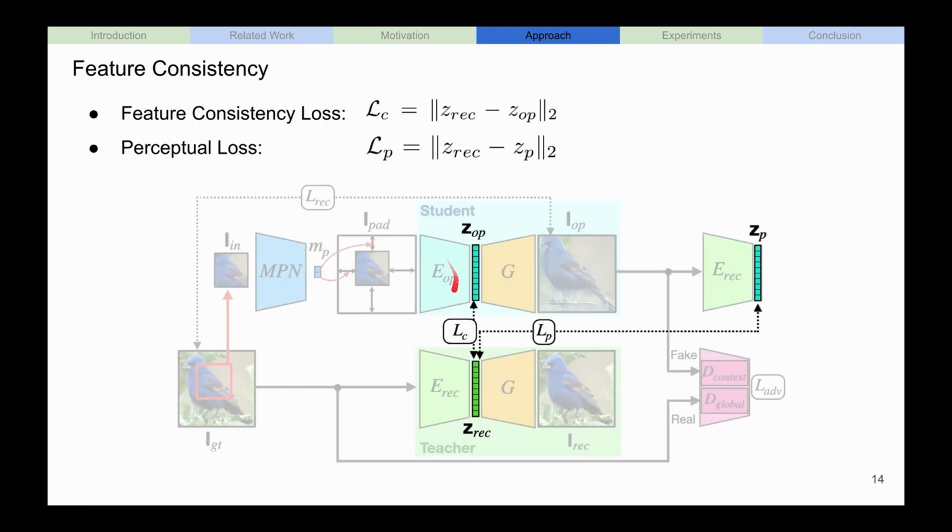To encourage our student encoder to extract features with expanded visual information for outpainting, we also adopt feature consistency guarantees. We first pre-train an autoencoder teacher network to extract features from ground truth images for reconstruction. By enforcing the consistency between the outpainted features and the recovering features, we ensure the features extracted from our student encoder contain sufficient information for fair reconstruction, and thus is guided to include satisfactory content for image outpainting. In addition, we also adopt perceptual loss to the features extracted from outpainted images. Such enforcement would further ensure the outpainted images to be similar to ground truth images in perceptual aspects.